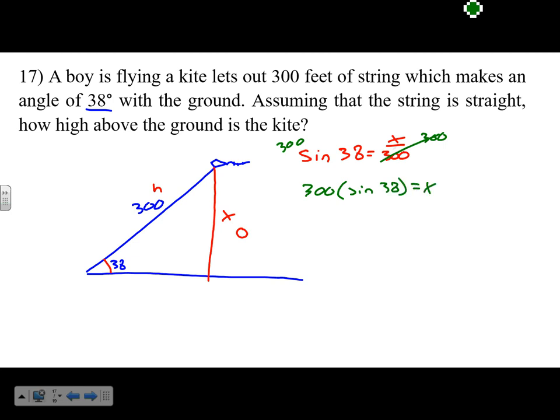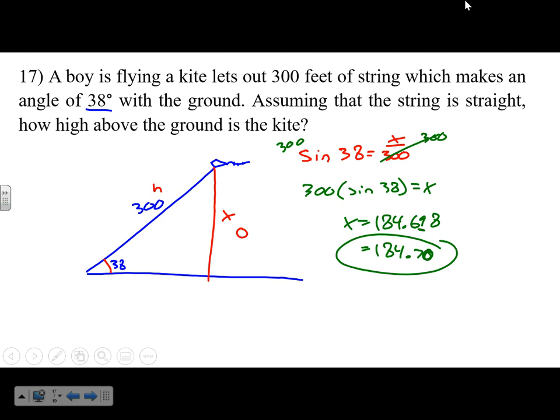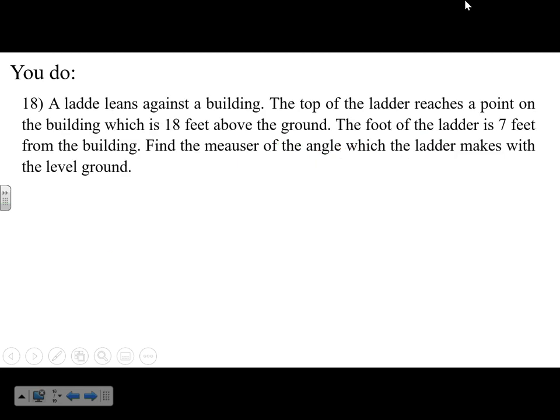Type that in your calculator. 300 times the sine of 38 is 184.698. Again, it all depends on what you round it to. If I round to 2 decimal places, since it doesn't tell me, that'd be 184.70. That's not a 6, that's a 0. Again, if I were you, I would pause the video and do these on your own, and then hit play to check your work.